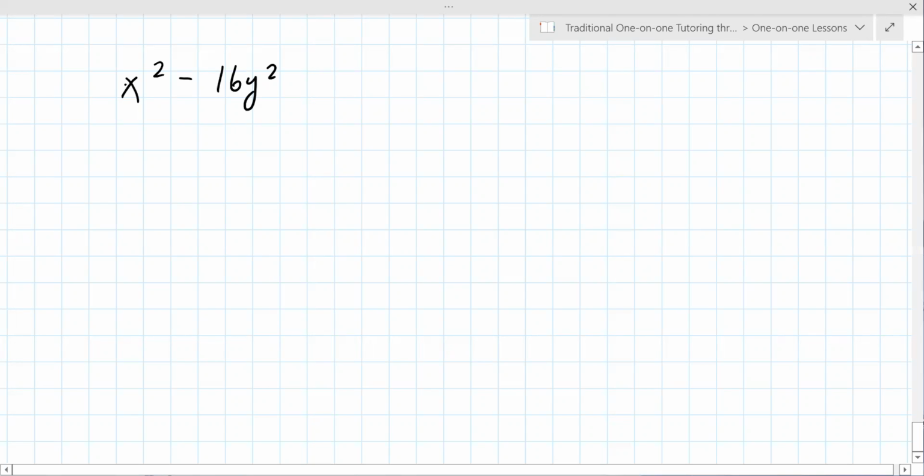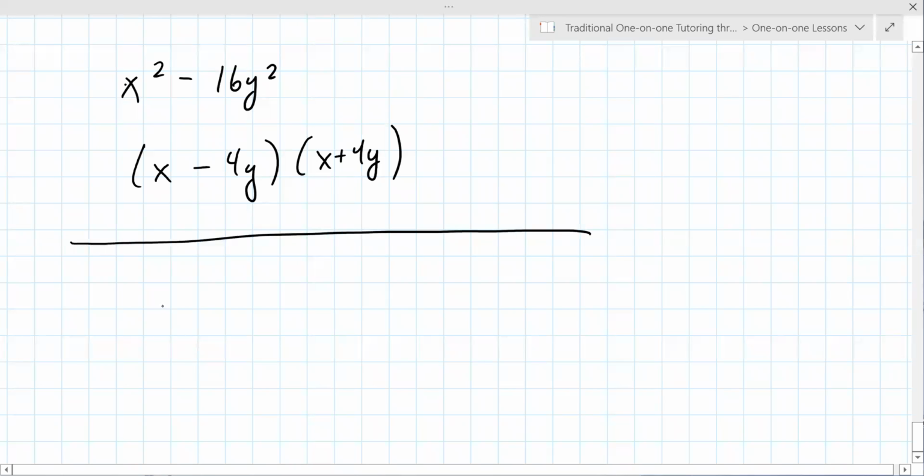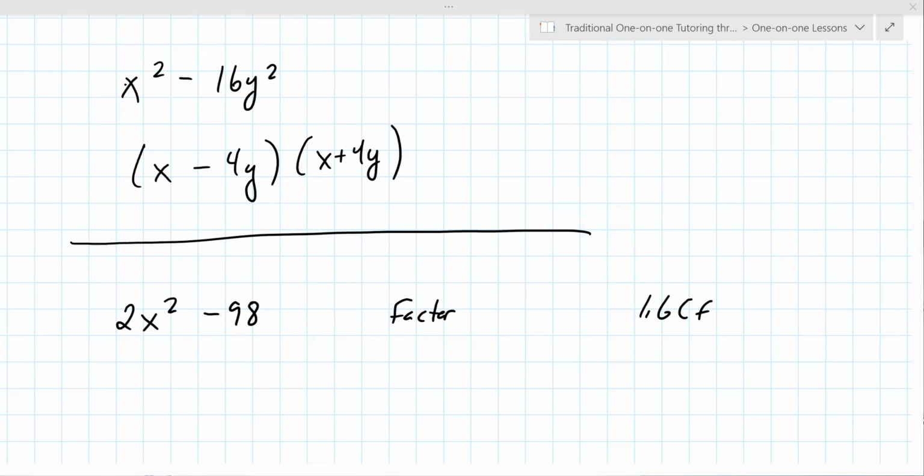X minus 4y and x plus 4y. Perfect. What is the very first type of factoring that you are always supposed to do? Greatest common factor. Yeah, so if I give you a problem like this, and I just say to factor, you should still always look for the GCF first. So give that a try, please, and let me know what you come up with.